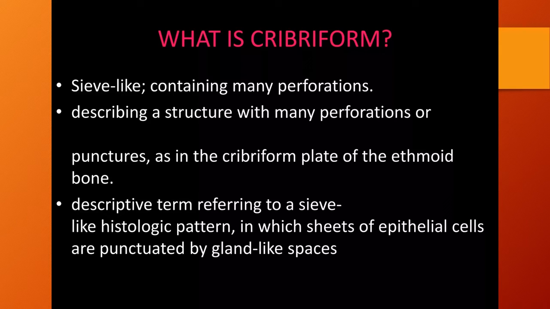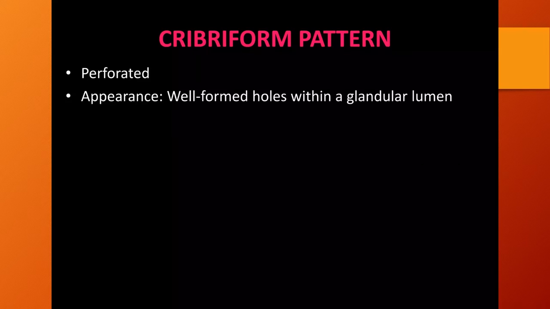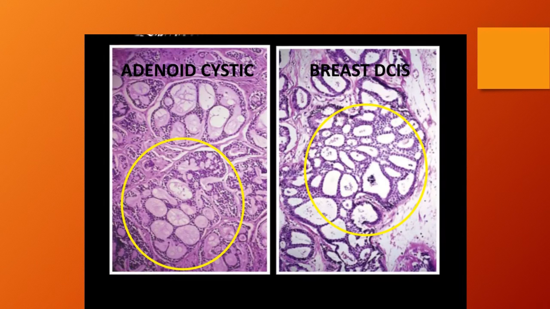Like the ethmoid bone has a cribriform plate with multiple perforations, we see the same type of punctate or gland-like spaces in sheets of epithelial cells. When we see this, we term it cribriform. This is a perforated pattern, with well-formed holes within the glandular lumen. Here we can see the punched-out cystic areas within the sheets or islands of epithelial nests.